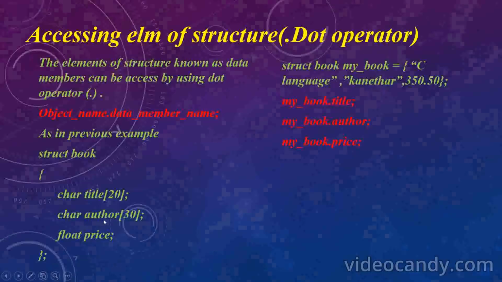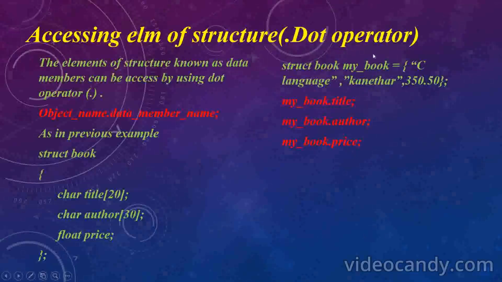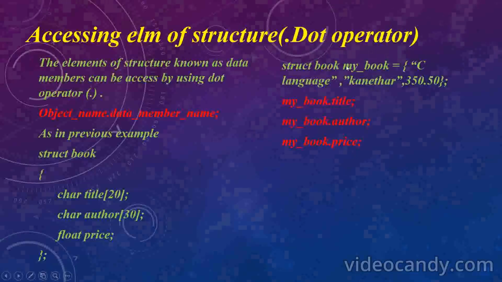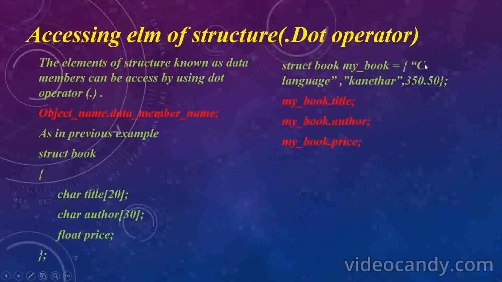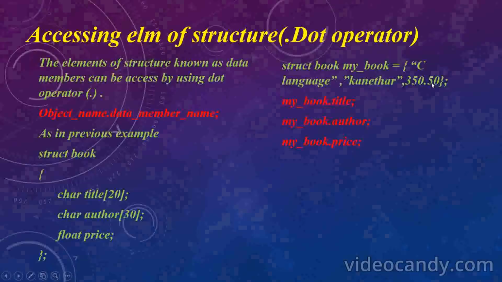Now if I want to access the author or price, first I need to create an object of this structure. So how do we do that? Struct book my book. My book is the variable name of type book, and its value is C language, Knitkar, and 350. Now I want to access the title.